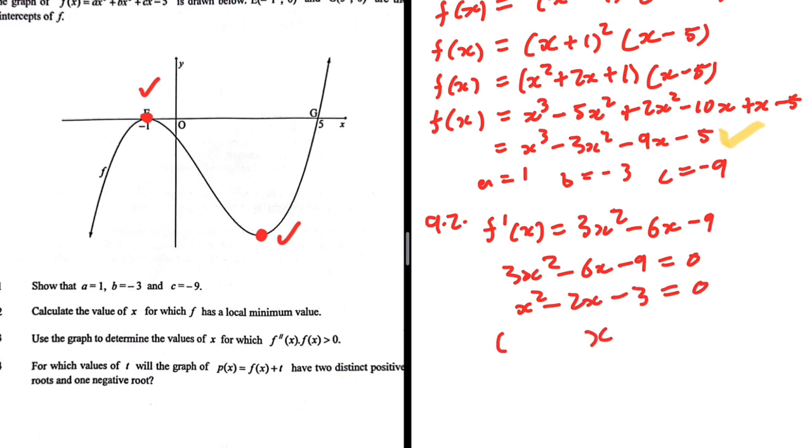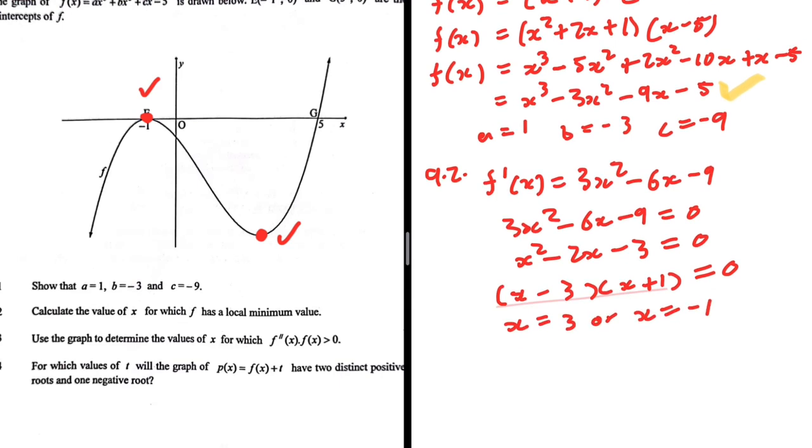So let's go ahead and factorize this. Two factors of minus 3, of which when we add we get minus 2. That is minus 3 and plus 1. Right, so x is equals to 3 or x is equals to minus 1.